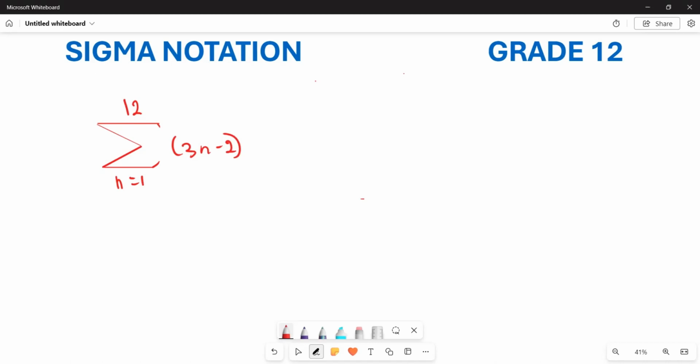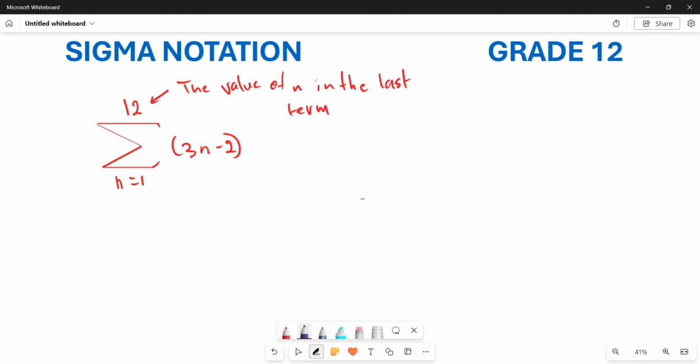Let's start here. Firstly, what does this one represent? This is the value of n in the last term. So that is the significance of that particular number.